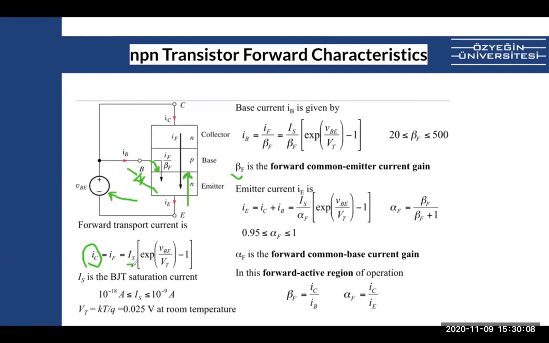So, but if you look at IB, beta, the forward common emitter current gain, we can see that gain basically shows that the current getting into the base is much smaller. Basically, again, this is the P region, this is the N region. So the amount of electrons moving in is beta times more than the holes moving from P to N. That's why we have this IF over beta here. Any questions?